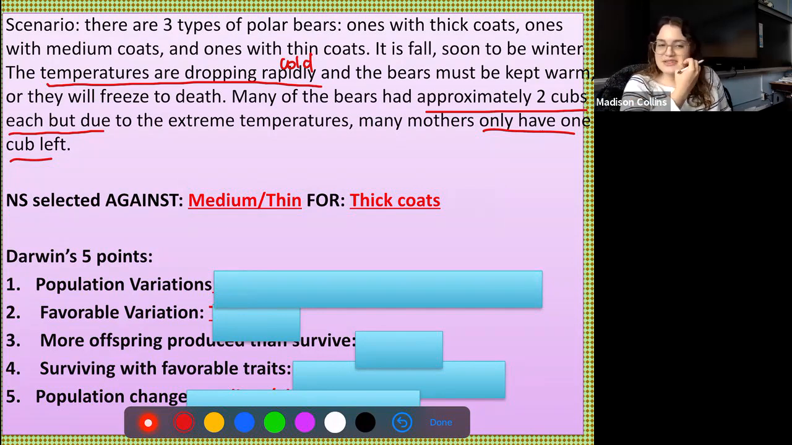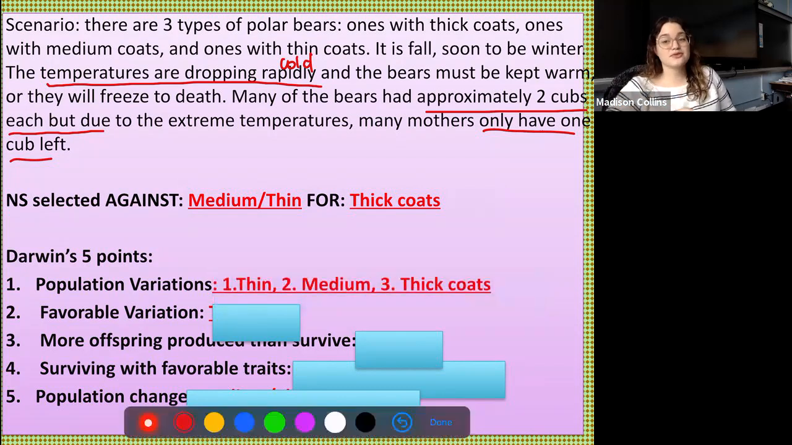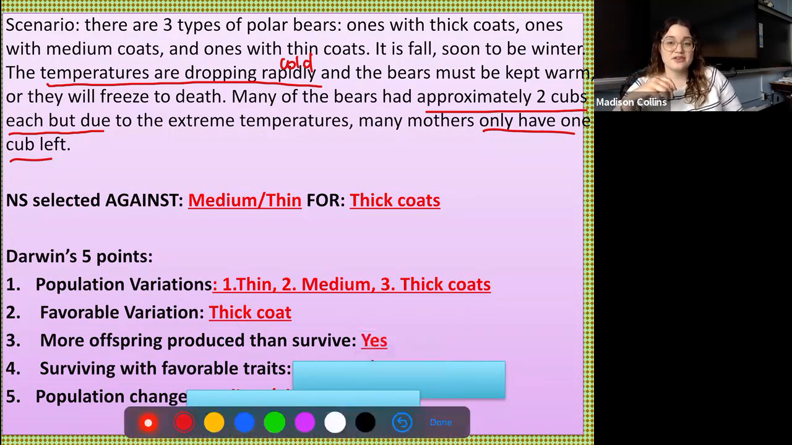So let's look at Darwin's 5 points here. Are there natural variations? Yes, we see that there are 3 varieties of coats here. There's thin coats, there's medium coats, there's thick coats. Is there favorable variation? Yes, the thick coat is what is being selected for in this environment as natural selection runs its course. So are there more offspring produced than survive? Yes, right? We saw that each of the bears have approximately 2 cubs, but only 1 survives the winter.